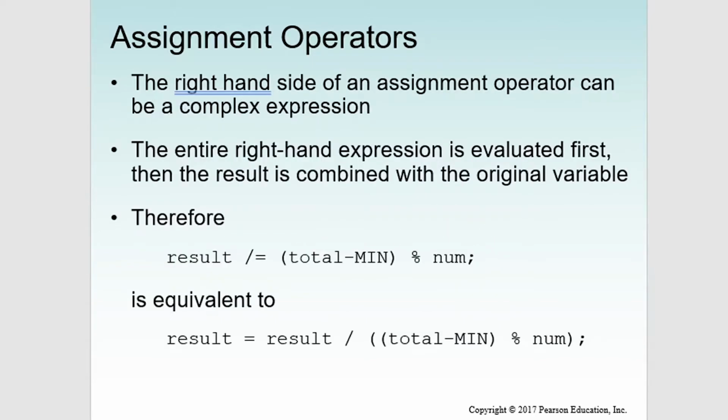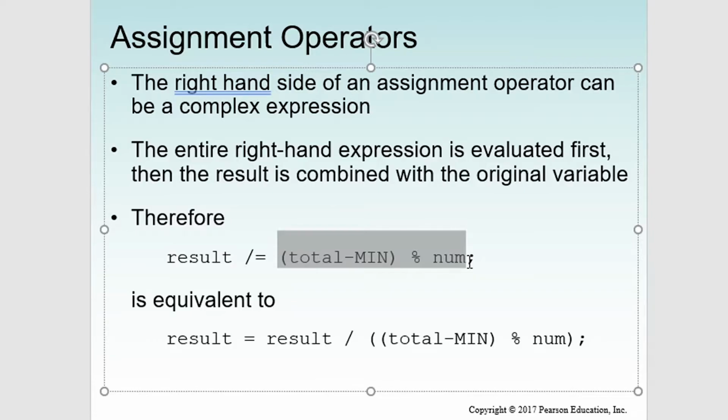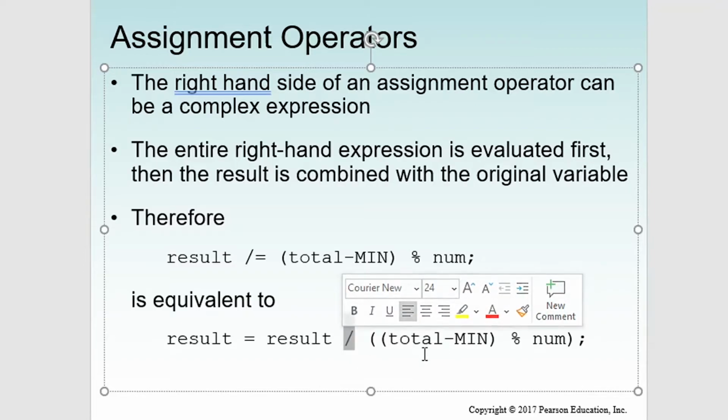The right-hand side of an assignment operator can be a complex expression. The entire right-hand expression is evaluated first, then the result is combined with the original variable. Therefore, when you're using result division equals total minus min, remainder with num, it's the equivalent to result is equal to result divided by everything that you had on the other side of this equal sign. It's important to know that when you're using this with a complex expression on this side, it's the equivalent of saying figure all this out first, and then you're going to apply this arithmetic operator to the result and whatever you did over here.